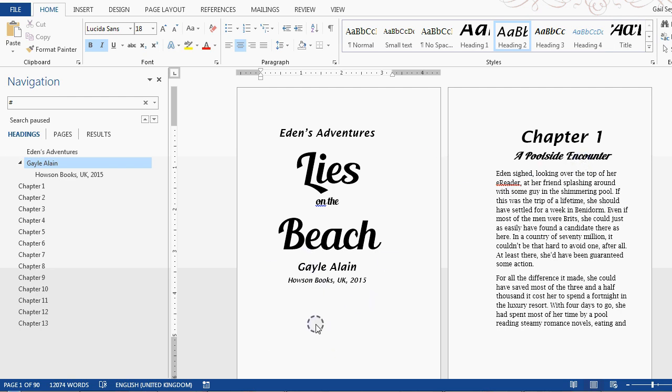We're missing everything between the title page and chapter 1 that you would expect to see at the front of the book, which is called the front matter. So we're going to take a look at putting in your copyright details, possibly dedication, acknowledgements and contents pages.